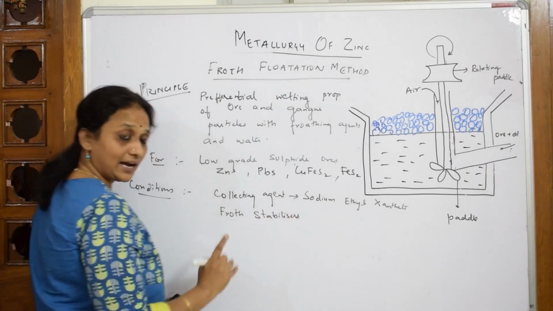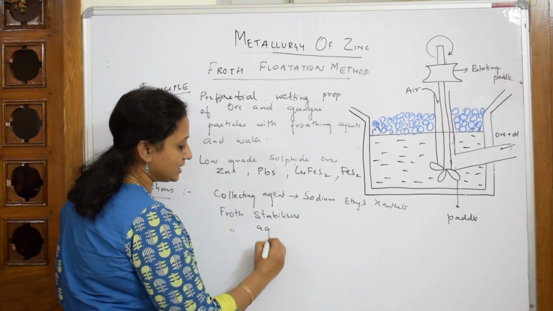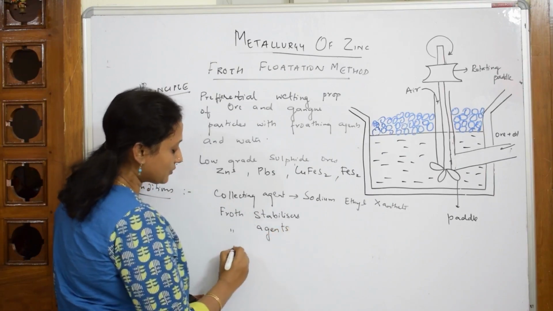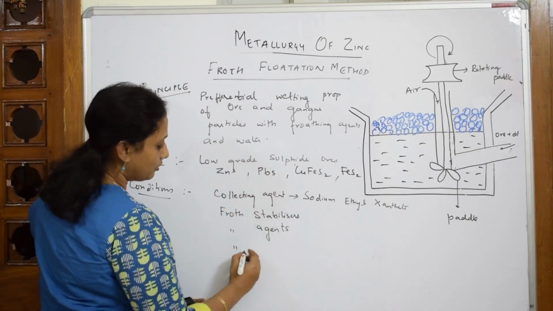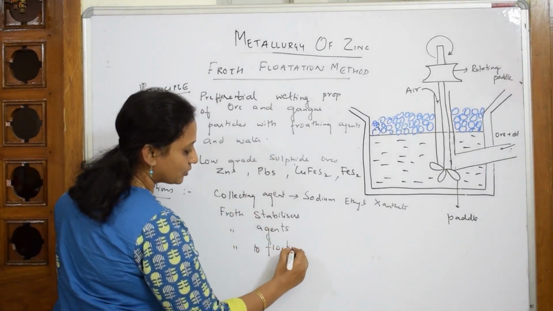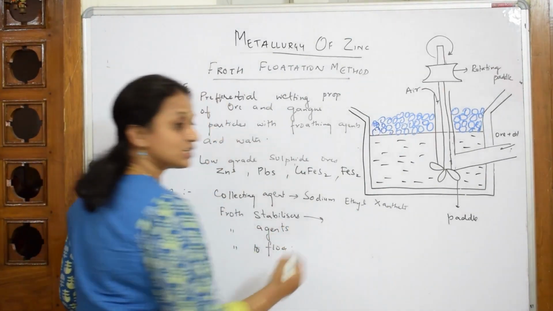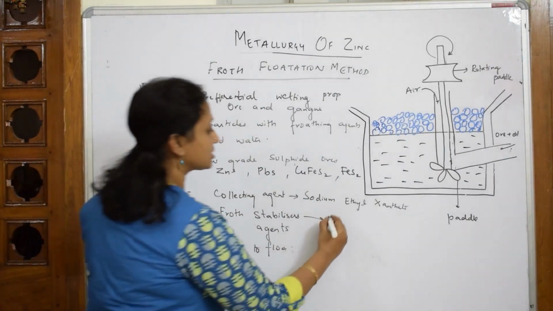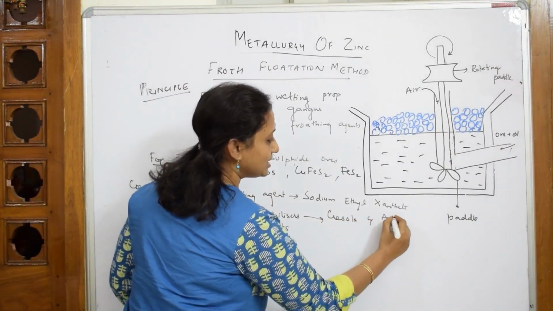Then I'm going to add froth. You can write all the three. I'm going to add frothing agents. And also I'm going to add floating agents, to make that froth float above. The froth stabilizer which I'm going to add here is cresol and aniline. I'm going to add these two.